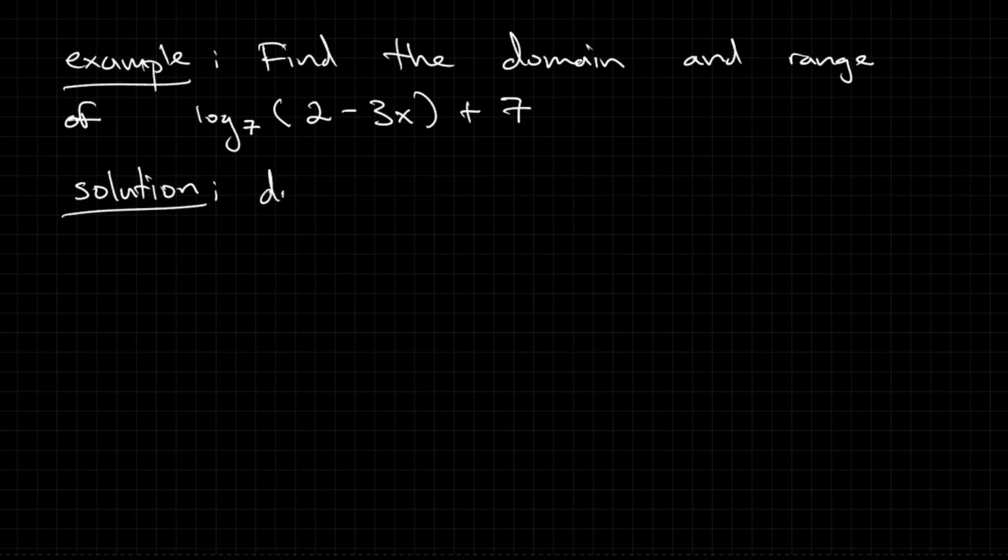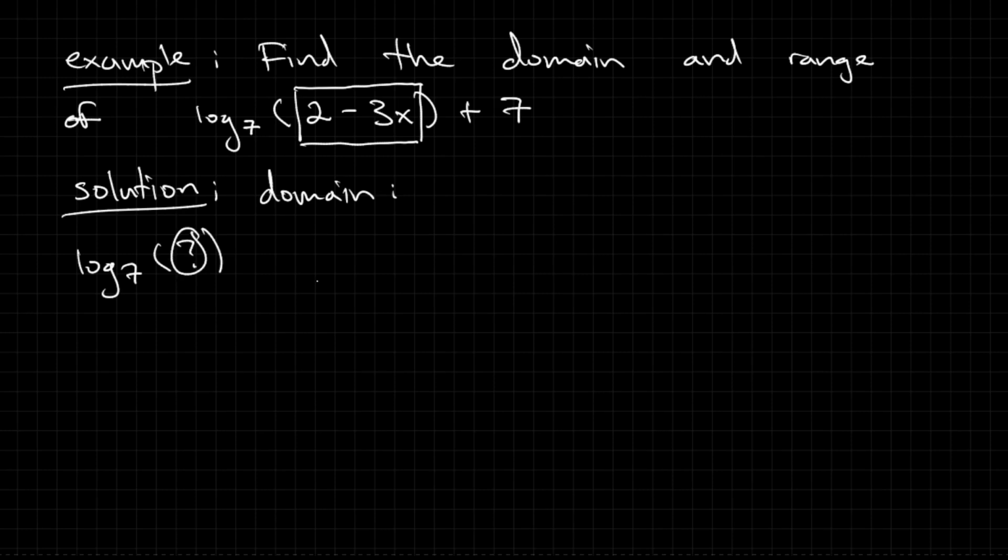Let's start with the domain. The key to finding the domain of some transformation of a logarithm is to recognize that whatever you put into the logarithm has to be larger than 0. That is, when you evaluate log base 7 of something, this something has to be bigger than 0 in order for you to get an output. And we'll use that fact here.